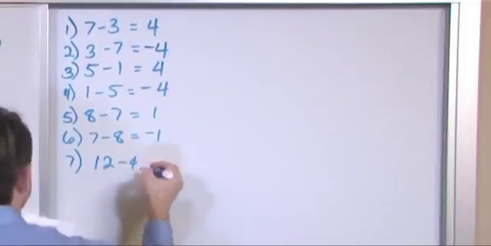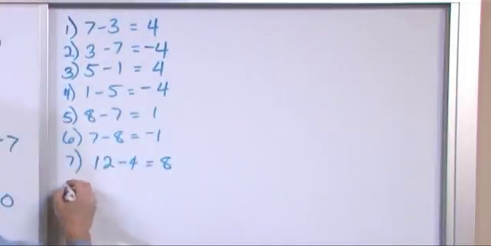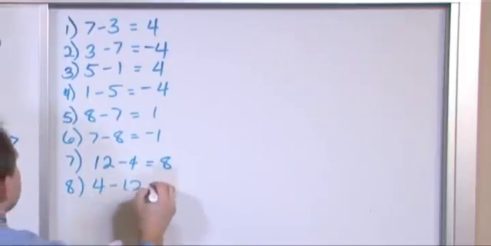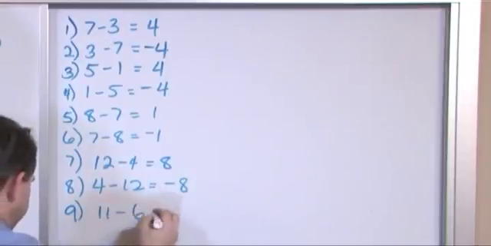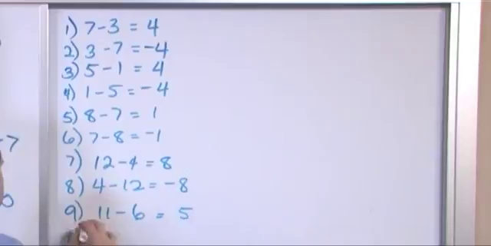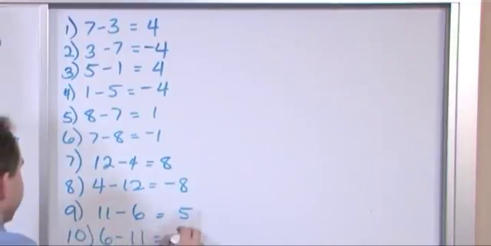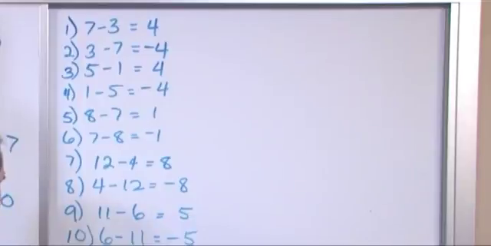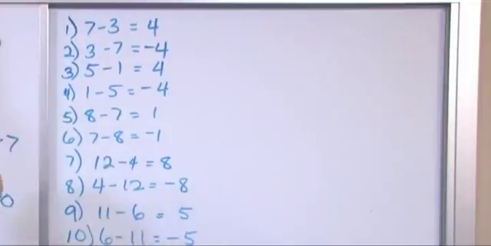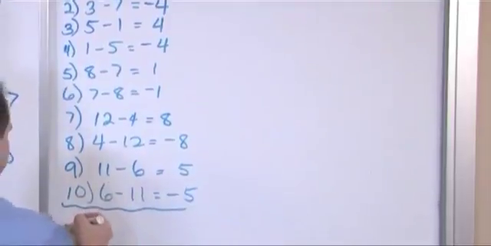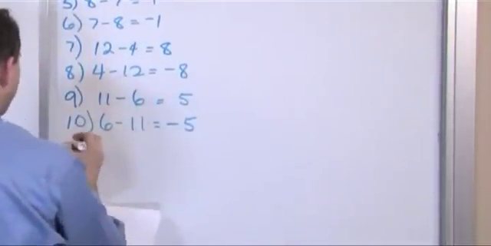12 minus 4 is 8. And 4 minus 12 is negative 8. So we still do the subtraction, we just have to stick that negative out front because the smaller number is actually here in the front. Number 9, 11 minus 6 is 5. And 6 minus 11 is negative 5. Okay? So that was a really good ton of problems basically dealing with our first couple of cases, and let's do a few more in that same exact type of problem.